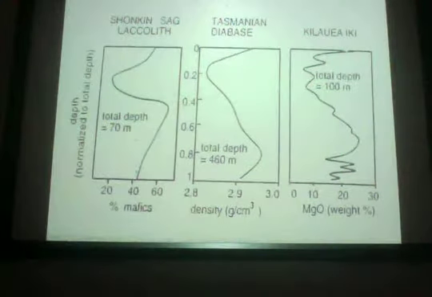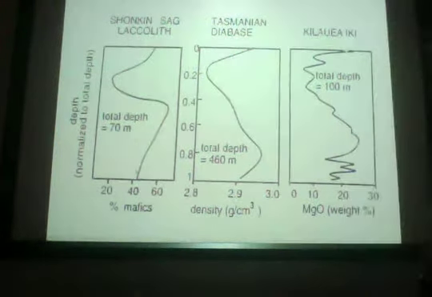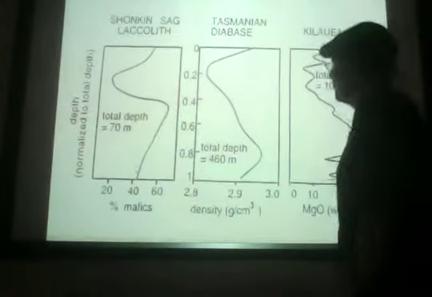So, if you are working on such a layered intrusion, you would like to get some information on where you can expect what at which depth, because such layered intrusions can be very, very thick. We will continue in our next ES303 class with the continental flood basalts. Such a layered intrusion is like a continental flood basalt, so they can be up to 70 meters thick, like the Chongqing Laccolith, or the Tasmanian Diabase, which has a total depth of 460 meters. Or you have Kilauea, with a total depth of 100 meters.